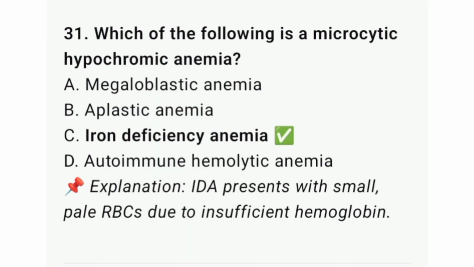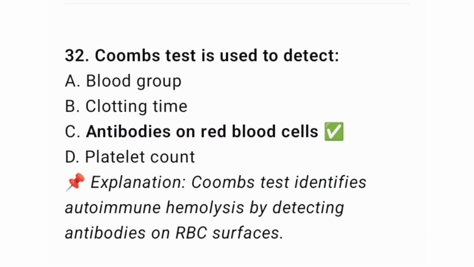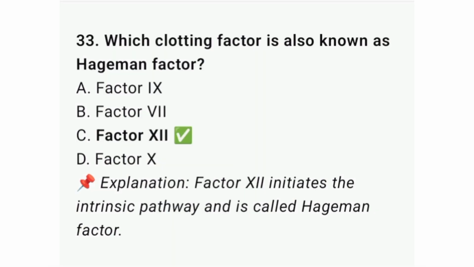Which of the following is a microcytic hypochromic anemia? Iron deficiency anemia. Coombs test is used to detect antibodies on RBCs. Which clotting factor is also known as Hageman factor? Factor 12. Hageman factor is factor 12.